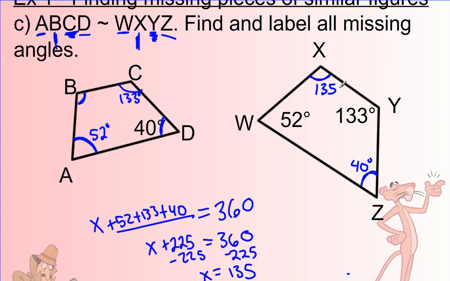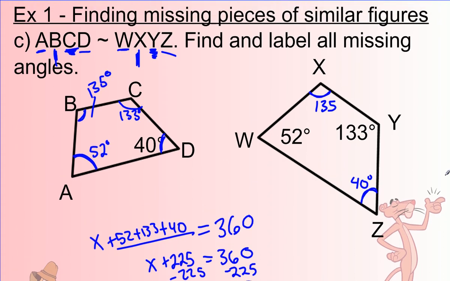That's the missing piece needed to make all four of these add up to 360. Since angle x is 135, its corresponding angle B is also 135. Corresponding angles are congruent. And there we go. We found all of the angles for both figures.